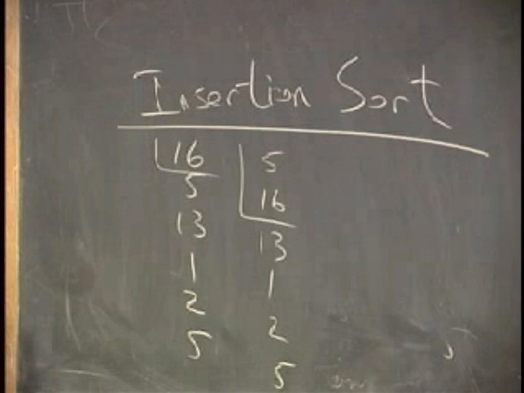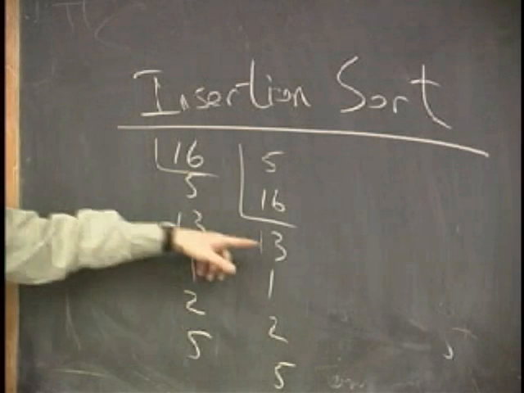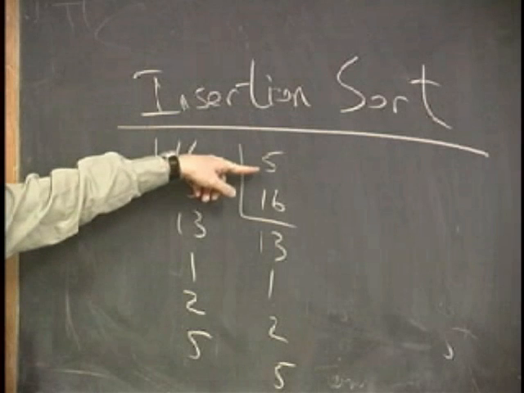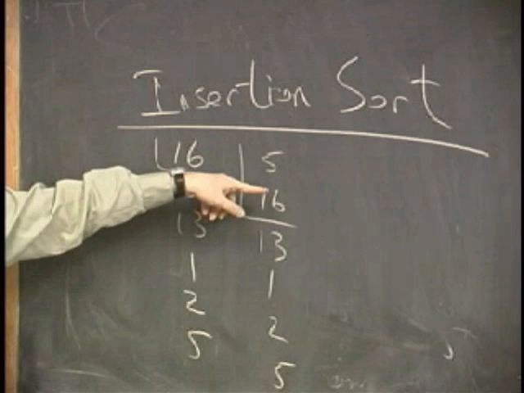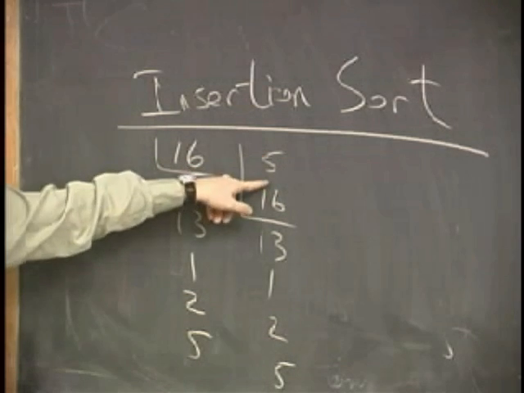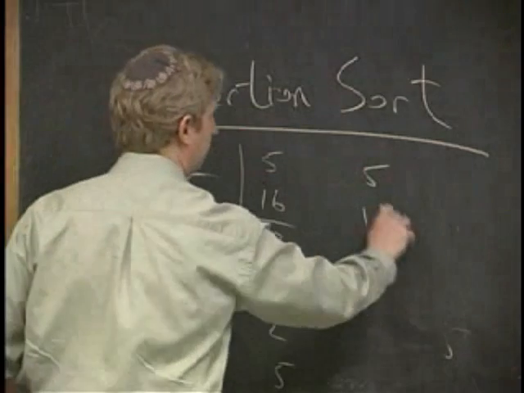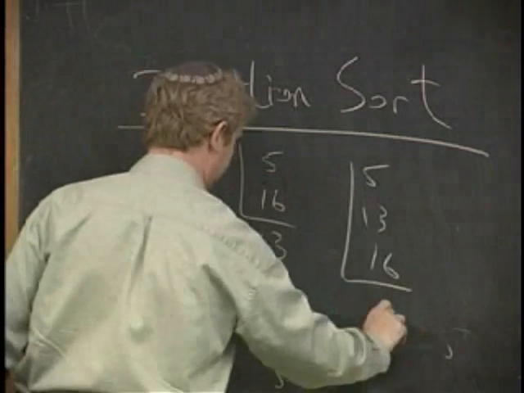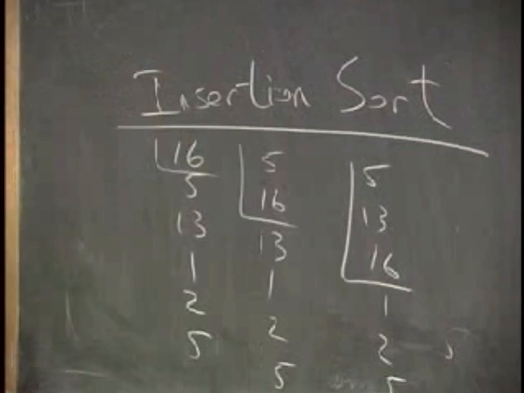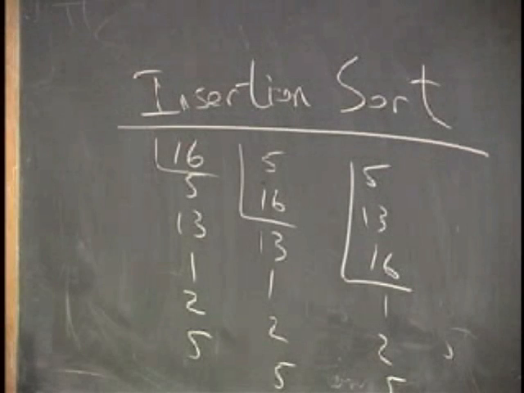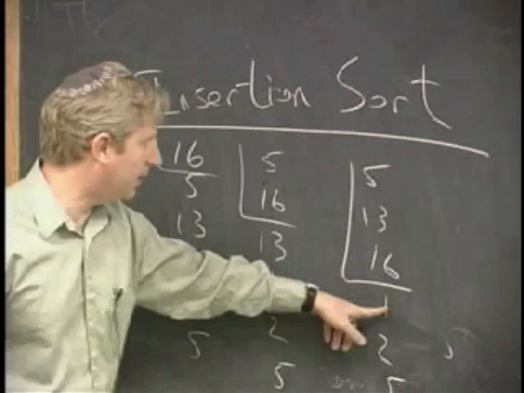Now 13's turn. You pick up 13 and you look. Is 13 bigger than 5? It is, so go after that. Is 13 bigger than 16? It's not. So 13 belongs right in here, and the list looks like this. Okay, so far? Next step, 1.